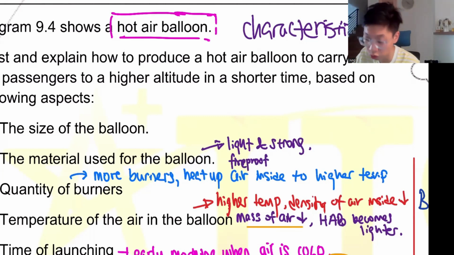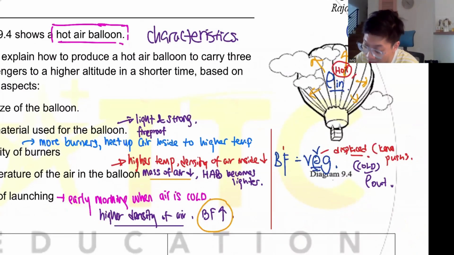Because why? Imagine you fly your hot air balloon halfway, right? Suddenly the fire touches the side of the balloon. So if it touches the side of the balloon, the whole thing will burn. Then your hot air balloon will just fall, all the way drop down, then you die. Okay, of course that's not allowed. So you must be fireproof, light and strong. What else? Light and strong, fireproof.